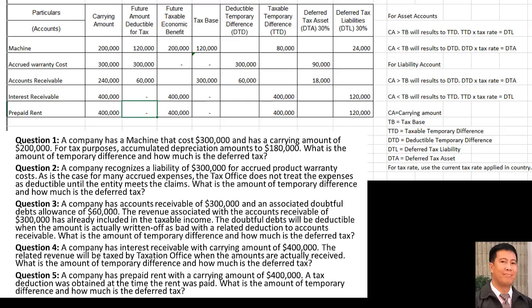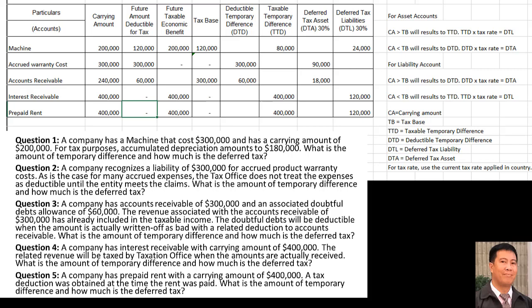Okay, why should it not exist? It will only be allowed as a deduction if there is an actual write-off. Going back to your financial accounting, recall there are two ways to recognize bad debts. One is the allowance method, the second is direct write-off. Allowance method: you debit expense and credit allowance. Direct write-off is different: you debit expense and credit accounts receivable.